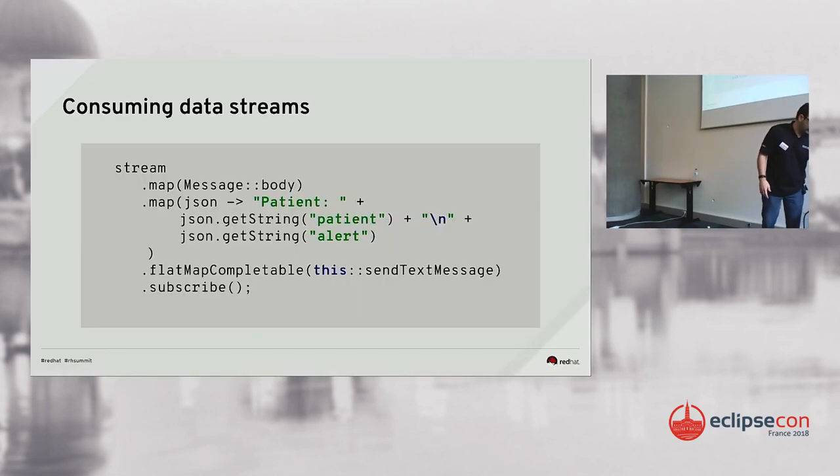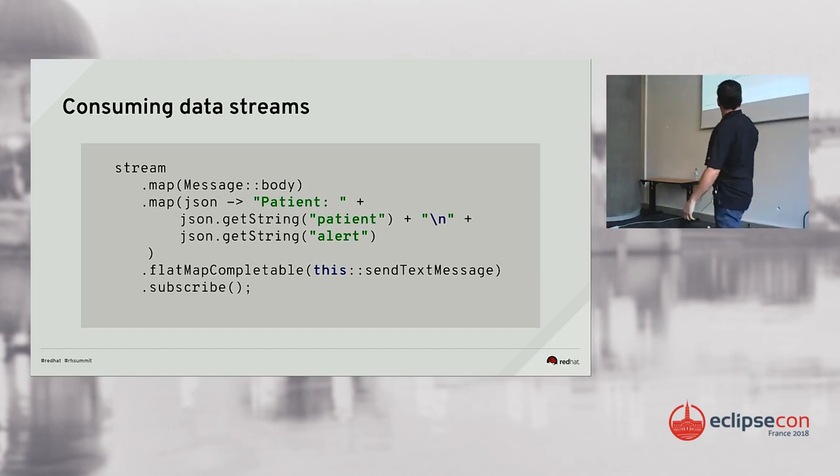So how does it work? Well, you have an API like that. This is using RxJava 2. We have the stream, so it's my flow of data, then I transform the data, then I do a flatMapCompletable, which is a composition of another asynchronous section. And the last line is very important, because if you forget to subscribe, nothing is going to happen. It's a particularity of data streams. They are lazy.